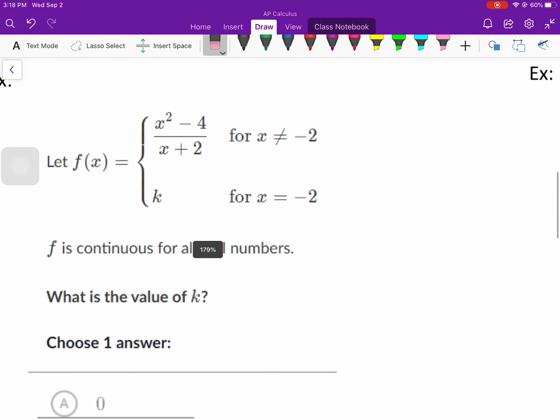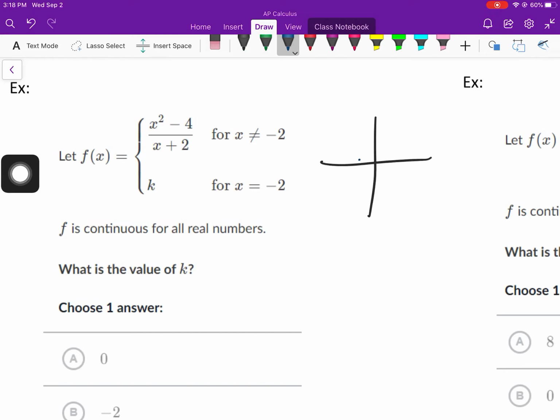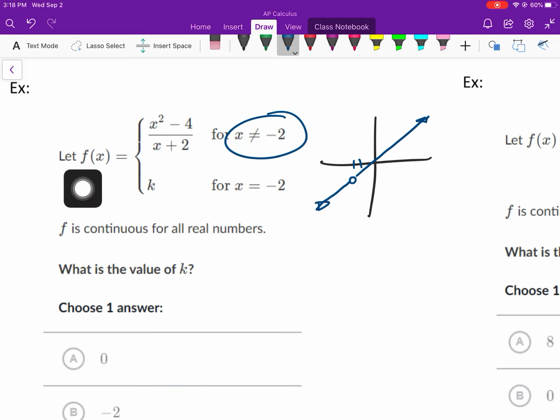So notice this format of the piecewise. The way this is designed, this is saying that we have this function for every value except for -2. So the graph of this is going to be some line, but at -2, it's being removed. This right here is removing it. It's taking that point away, and then we're going to stick a different point when x is -2. So that point could be right here.